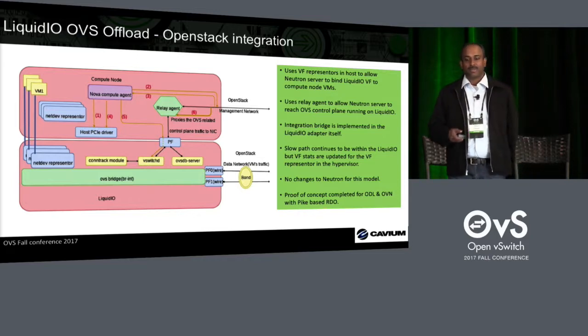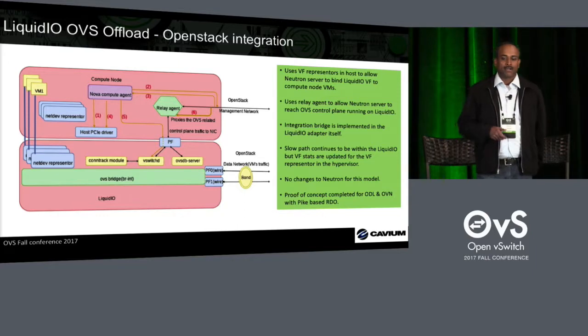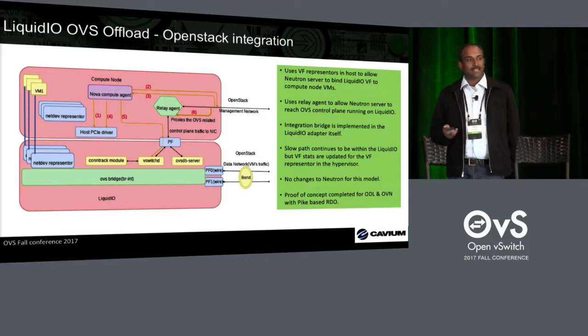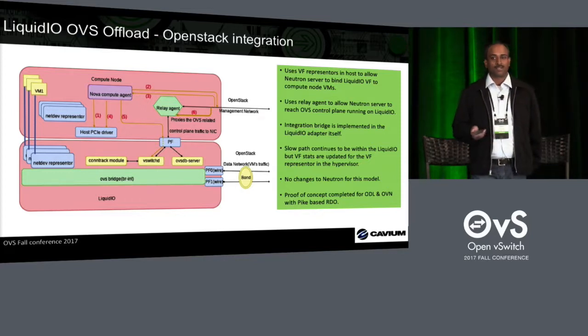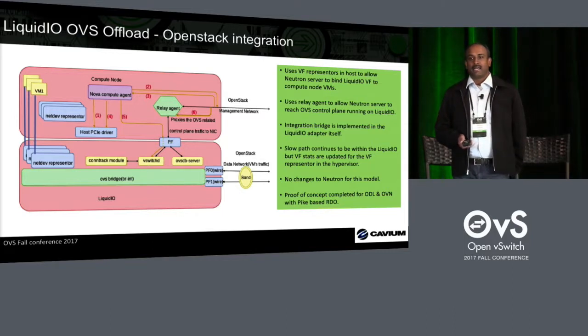Because the control plane exists entirely on the adapter, and typically the LiquidIO comes with 2 10 gig or 25 gig interfaces, they typically get bonded when you are deploying it in an OpenStack deployment. And that does not leave anything for management plane traffic to then be handled by the adapter itself. So you have to rely on the interfaces on the host to do that, right?